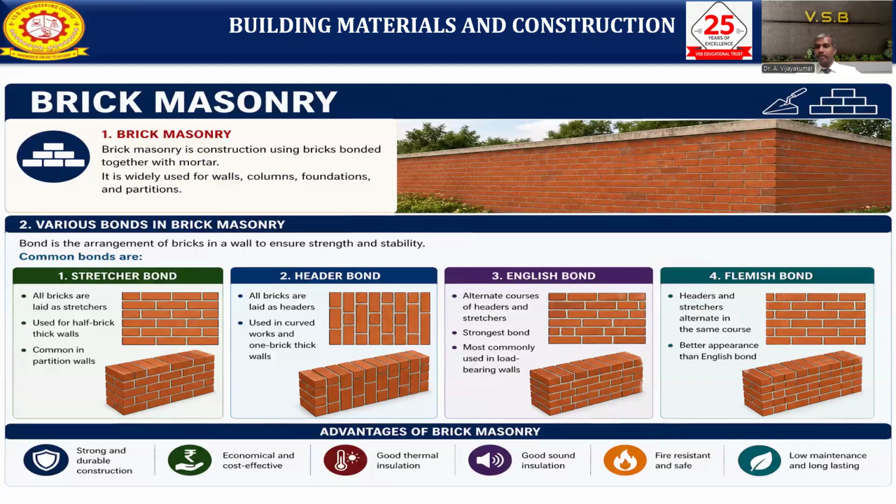Next will be a Flemish bond. Headers and structure will be alternating in the same course, whereas in English bond they are not in the same course but in different courses, one course of structure and the next course of header. But in Flemish bond, the same course will have the header and the structure also. So for architectural purposes, elevation purposes, and better appearance, we can use Flemish bond.